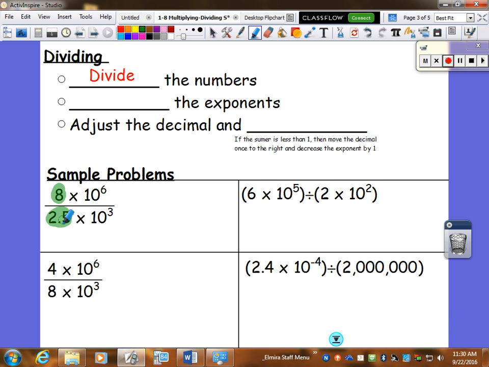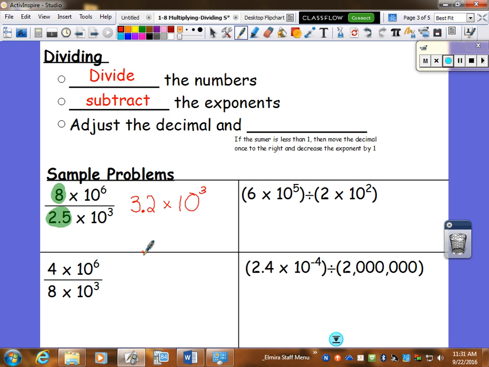And you get 3.2. Bring down your times 10. And then, before we added exponents, now we're going to subtract exponents. So 6 take away 3 is 3. Okay? So that worked out just fine.